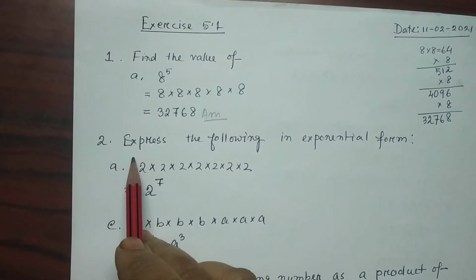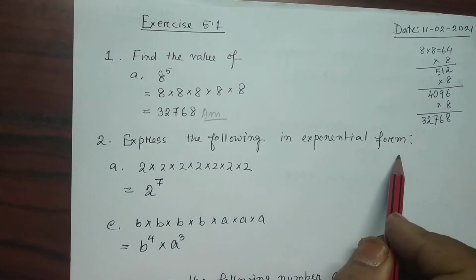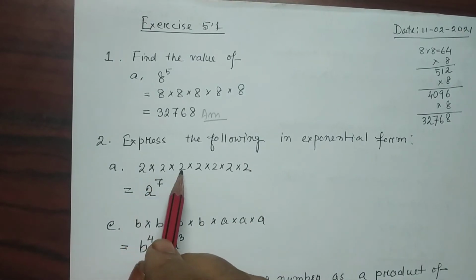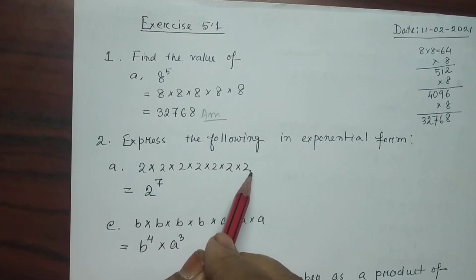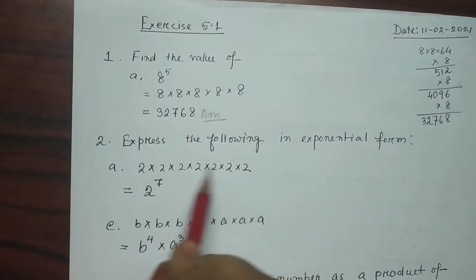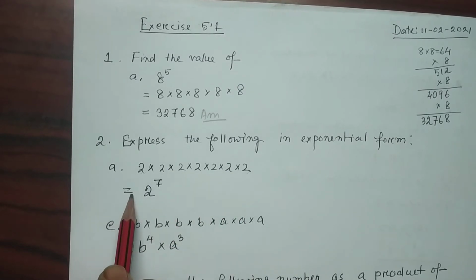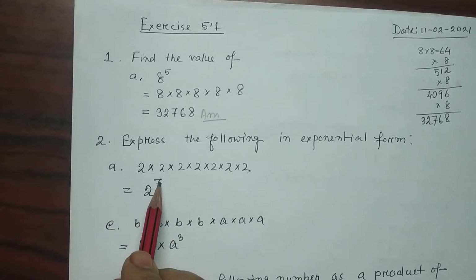Question number 2. Here given, express the following in exponential form. Here given 2 into 2 into 2 into 2 into 2 into 2 into 2. That means 2 how many times given? 1, 2, 3, 4, 5, 6, 7. That's why 2 raised to the power 7.